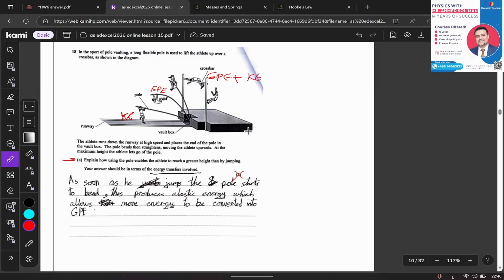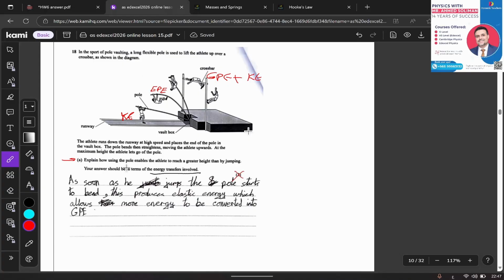Additional gravitational potential? Again, sorry, the last part, repeat it, please, Habiba. The pole has elastic energy, which is converted into gravitational potential energy, and that gives the person additional height. Yes, perfect.